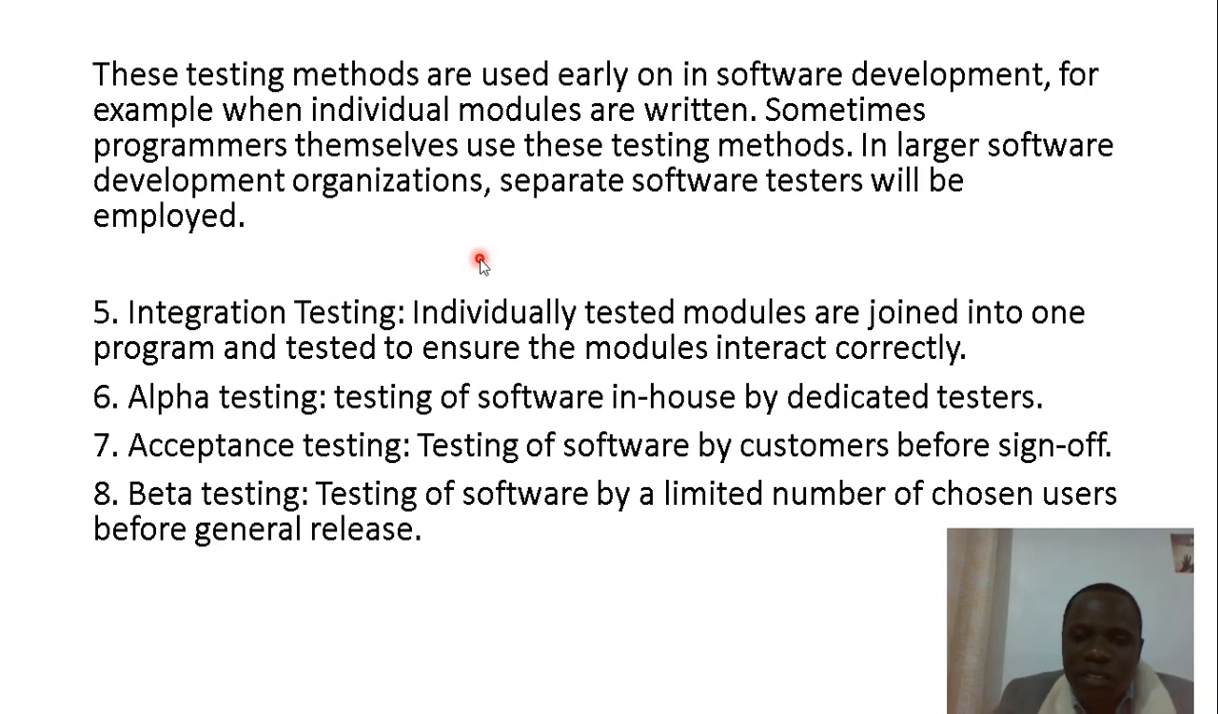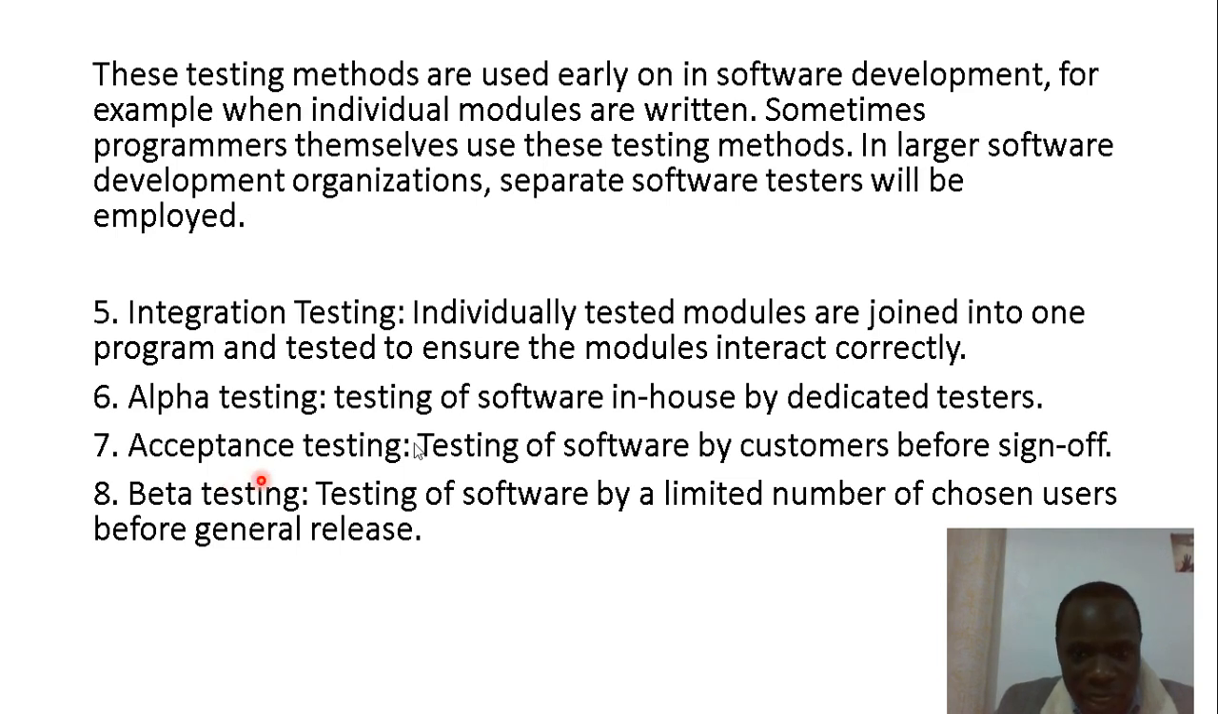So you do integration testing. You individually tested the modules. Now you are joining them together to see if they interact correctly. Do they work correctly as modules together in that program? That's integration testing. Are they going to work together? It's like you build a house, then you've already tested the door, you've already tested the window panes, you've already tested the tiles, but now you've put them together. Do they really work together as a house?